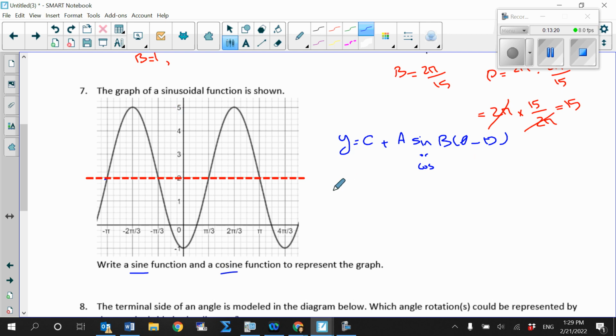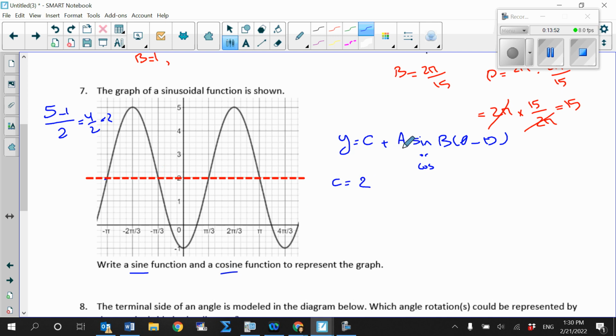write the equation. First of all, c is the vertical shift, or basically the sinusoidal axis. I found the sinusoidal axis here at 2. How did I find it? If you just take the highest point, 5, and the lowest point, -1, combine them and divide by 2. 4 divided by 2 is 2. That's going to give us the midpoint. So the vertical shift is at 2. It's moved up 2. That means c is 2.